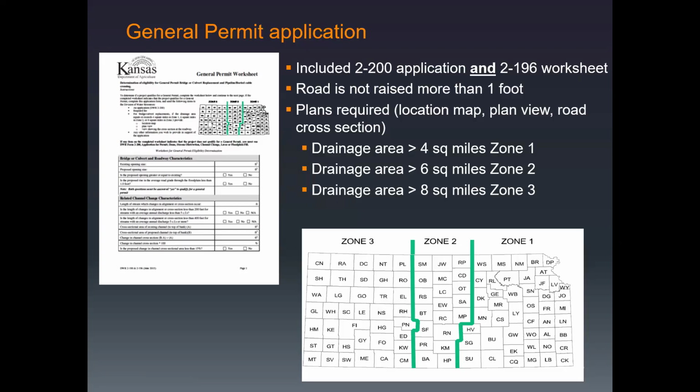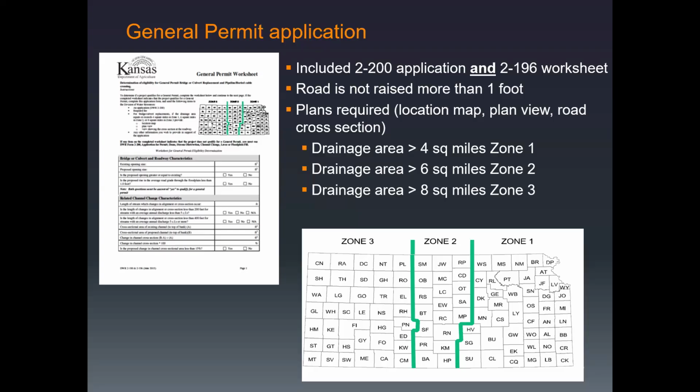You fill it out, and if the drainage area is more than 4 square miles in zone A, so zone 1, which is the eastern part, then you will need to have a location map plan for your road cross section. If it's not, then you just send in that application. Zone 2, 6 square miles or more, and zone 3, which is the western part of our state, is 8 square miles or more.